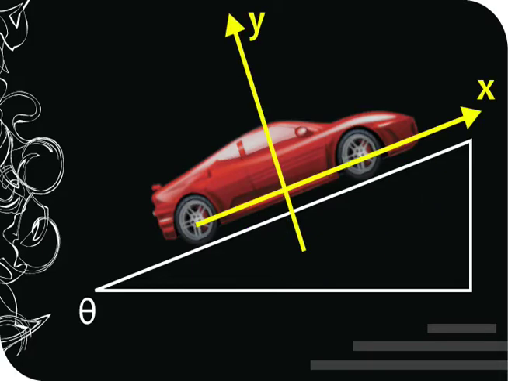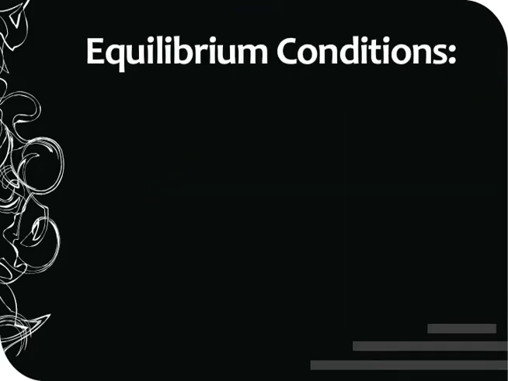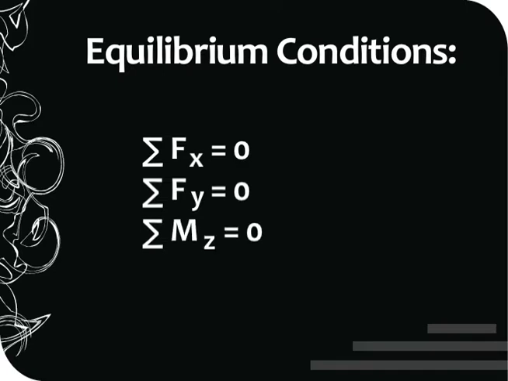To make our calculations easier, we will align our x-axis with the inclined plane. Our equilibrium equations, as always, are sum of forces in x equals 0, sum of forces in y equals 0, and sum of moments about any given point equals 0.